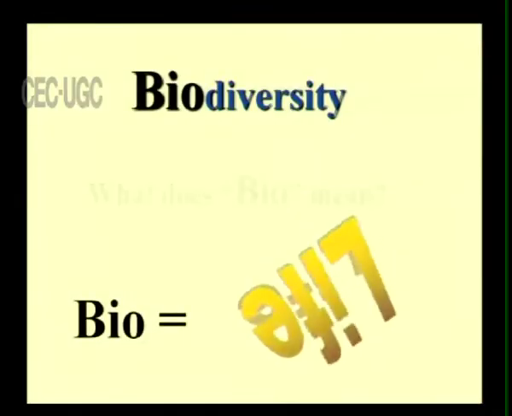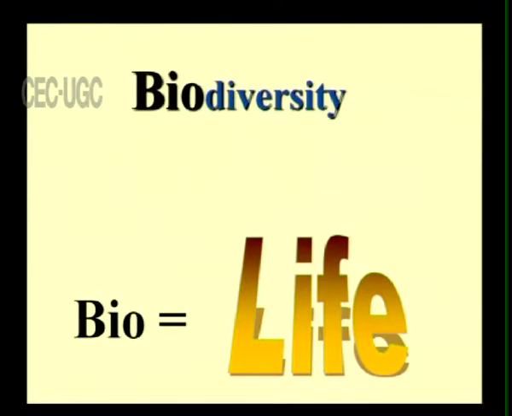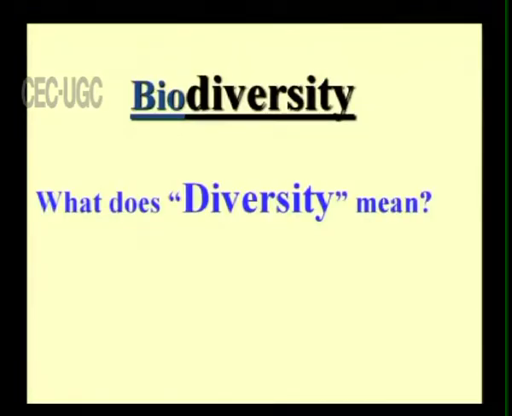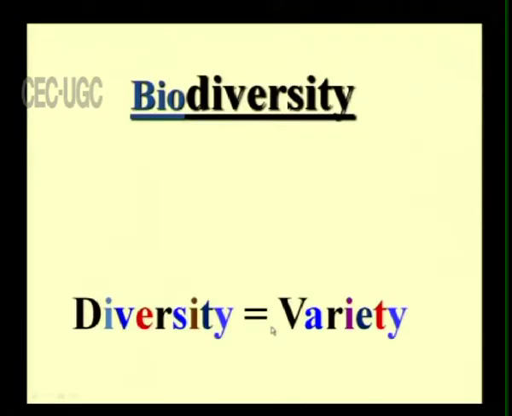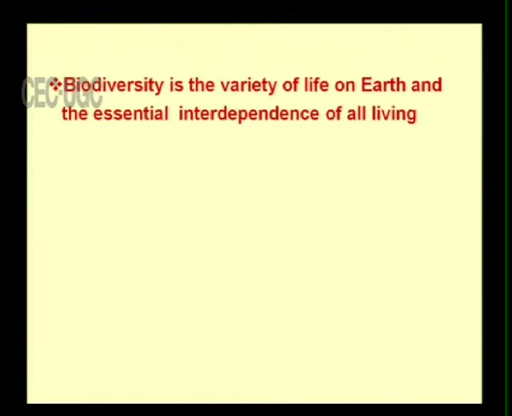Bio means life and therefore, biodiversity is the diversity in life. Biodiversity is the diversity of the plant and animal species existing in the present environment, and that is called biodiversity. And biodiversity is the variety of life on earth and the essential interdependence of all living things.